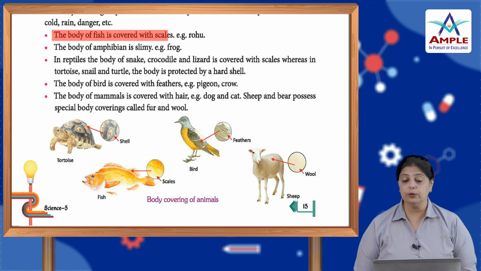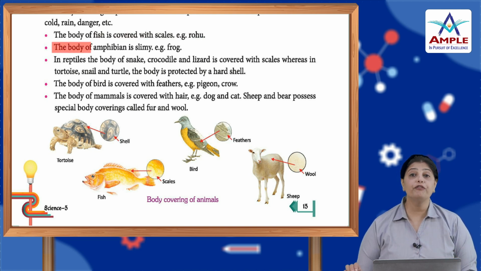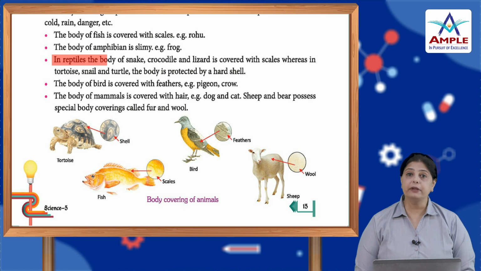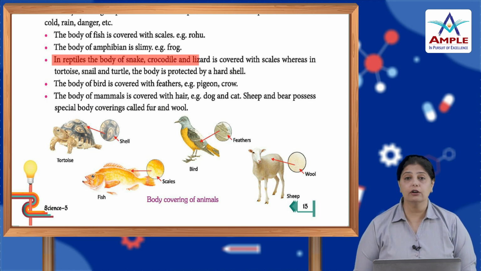So let's talk about the body of fish. It is covered with scales. For example, a rohu fish. The body of an amphibian is slimy. That is the body of a frog. It is slimy. They have a moist skin which helps them to breathe as well. In reptiles, the body of snake, crocodile, lizard is covered with scales. You must have observed it. They have scales on their body.